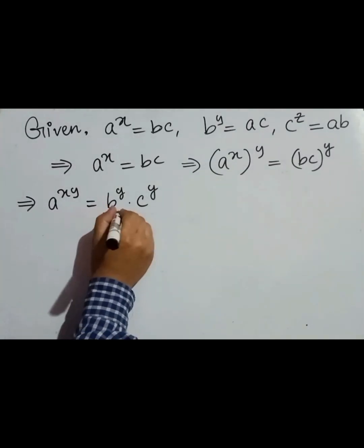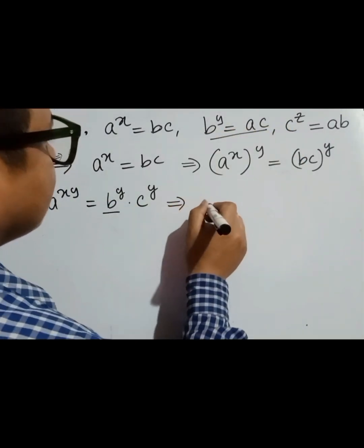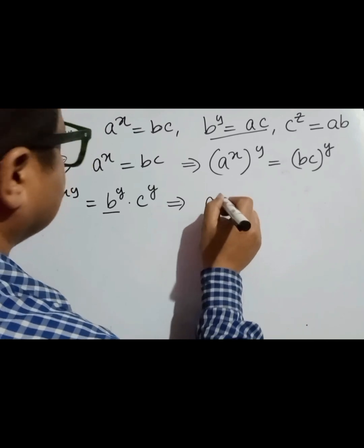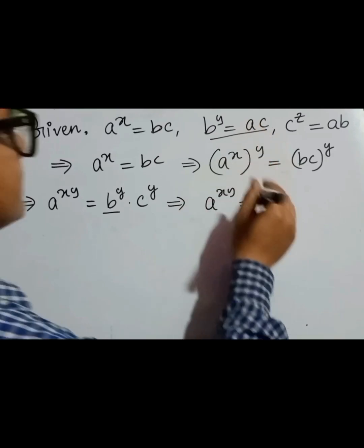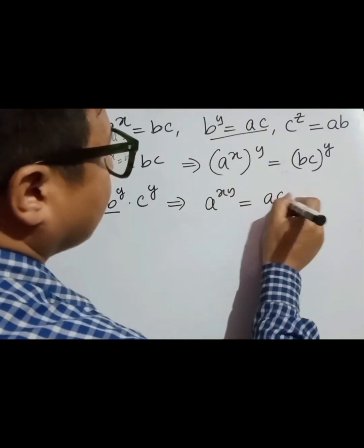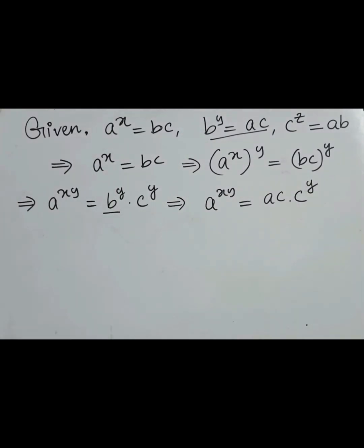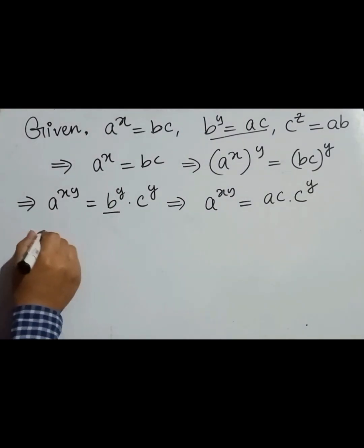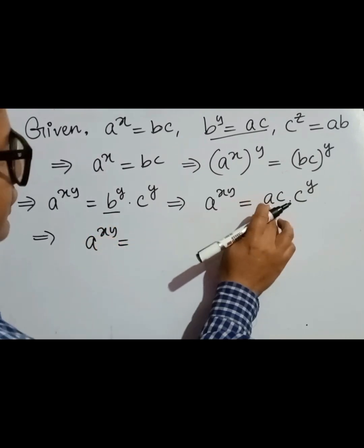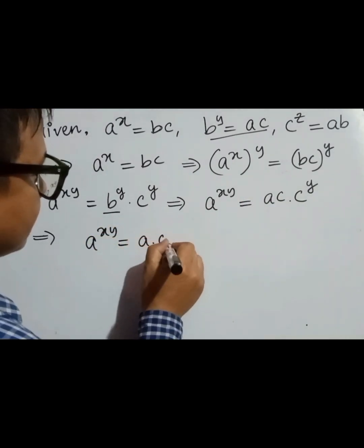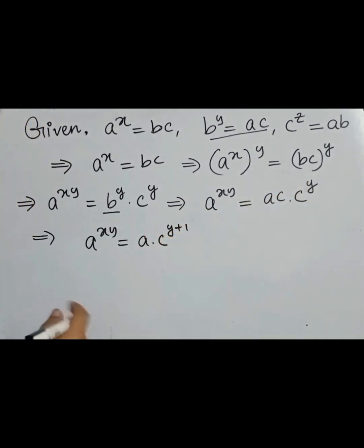And it is given that b to the power y is equal to ac. So in the next line, we are going to substitute this b to the power y with ac, so it becomes a to the power xy is equal to ac into c to the power y. Again, in the next line, it becomes a to the power xy is equal to a into c to the power y plus 1.